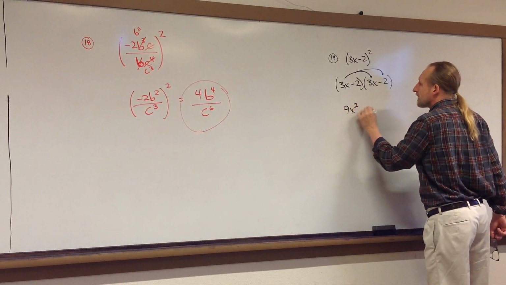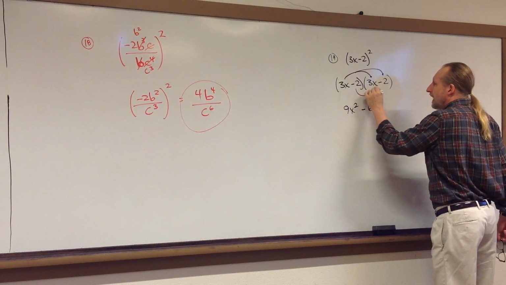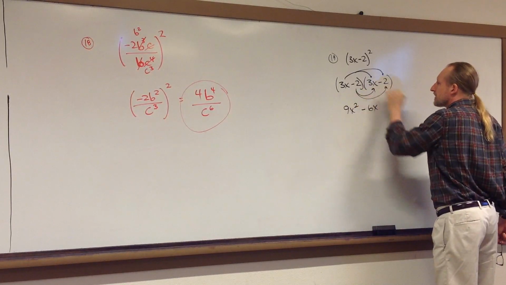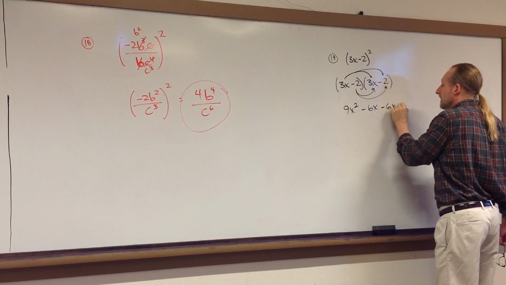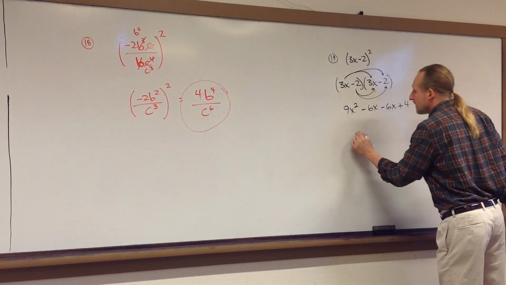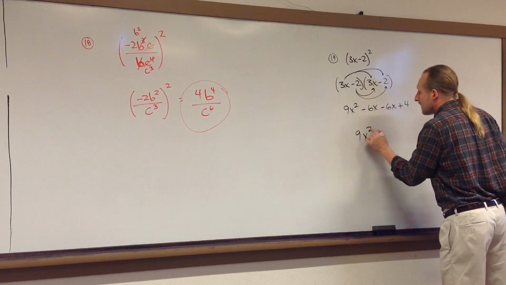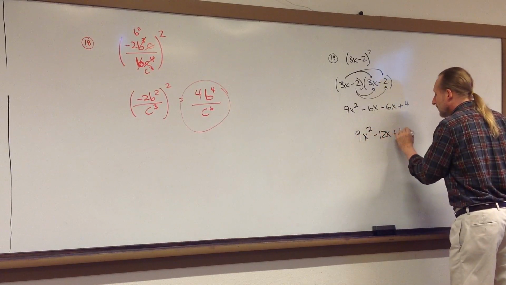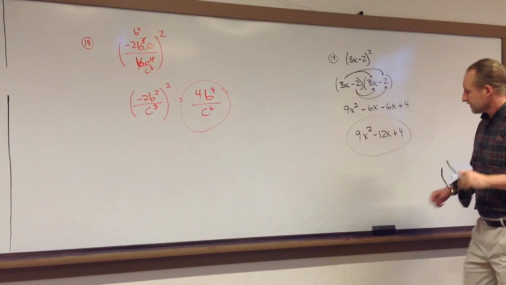So that'll be 9x squared minus 6x. And then we do negative 2 times 3x and negative 2 times negative 2. And so then we'll get another negative 6x and then a positive 4. So at the end, when we combine our like terms, 9x squared minus 12x plus 4.